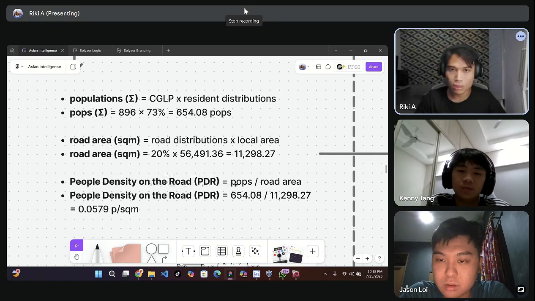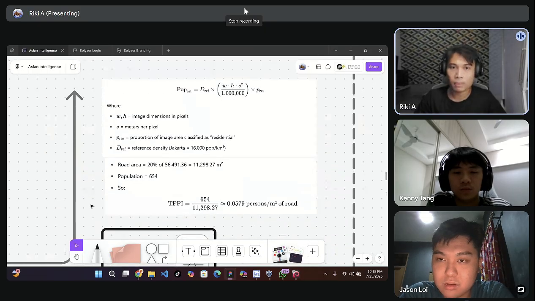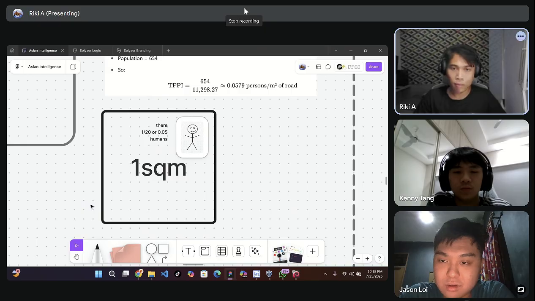With this, we can get more detailed data, which is the PDR, people density on the roads, which is POPs divided by the road area, 654 divided by 11,298. And we get 0.0579 people per SQM. From this, it means from our calculation, from our model, and from the specific location, we can know that in 1 square meter area, there are 0.05 humans, which means 1 in 20.